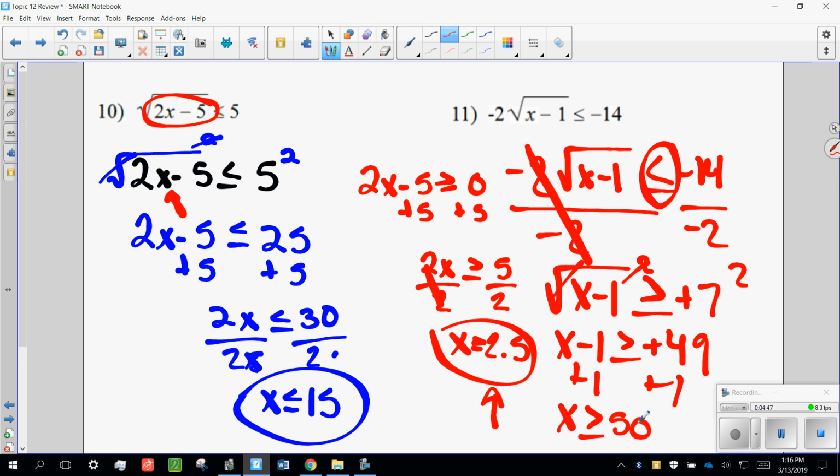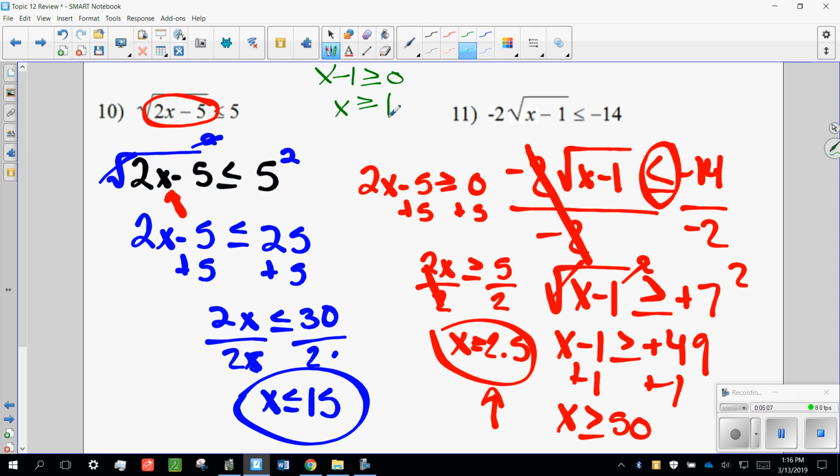Alright, any other things that we have to do? Any other restrictions? The part underneath the square root has to be greater than or equal to 0. So x minus 1 greater than or equal to 0. x greater than or equal to 1.